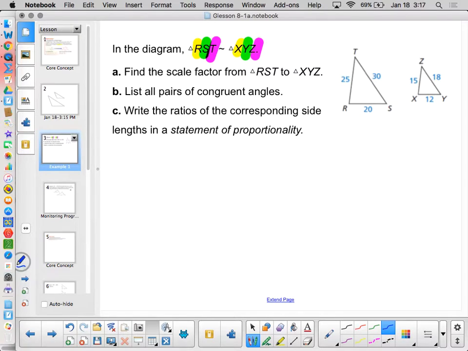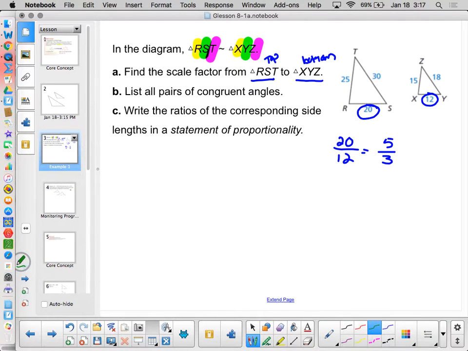To find the scale factor, I find the corresponding sides and set up a ratio. Notice it says RST to XYZ. That means the RST is going to be on top because that's first, and this is going to be on bottom because it's second when we're setting up our ratio. So RS is the shortest side, 20. That goes to the shortest side here, 20 over 12, which reduces to what? Well, 4 goes into both of these, 5 over 3.